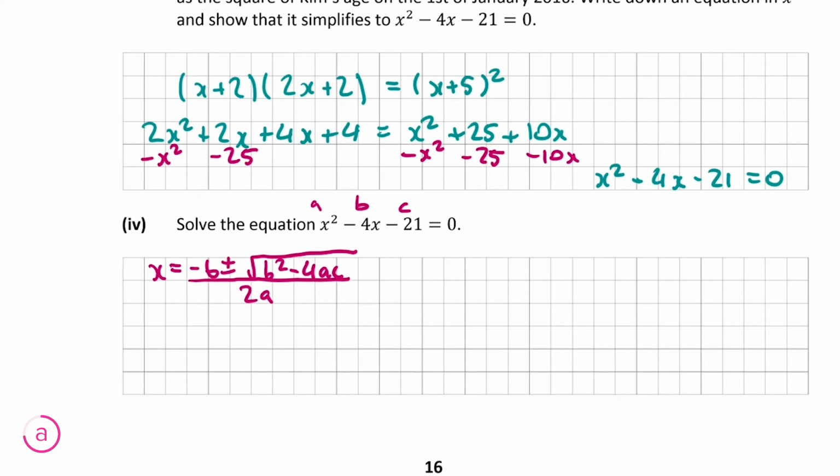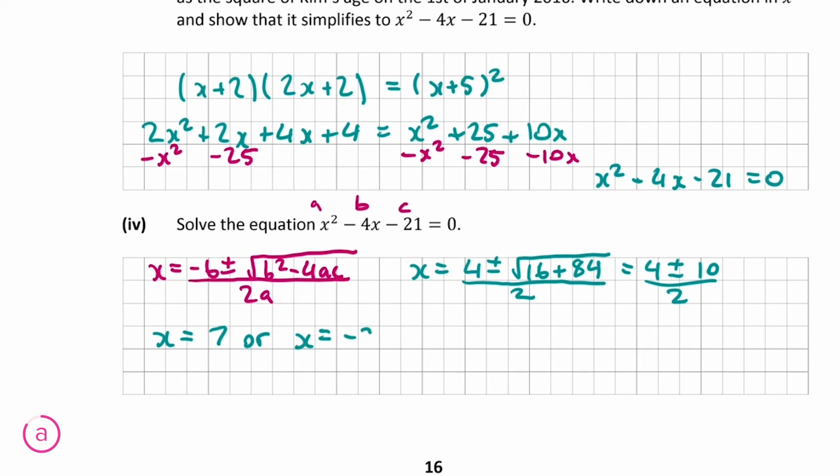So plugging these values for a, b and c into the formula, we get x is equal to 4 plus or minus the square root of 16 plus 84, divided by 2. Now 16 plus 84 is equal to 100, and the square root of 100 is equal to 10. So this gives us x is equal to 4 plus or minus 10, divided by 2. So this gives us two options, x is equal to 7 or x is equal to minus 3. However, only one of these answers can be correct, and since it's impossible to be minus 3 years old, the correct answer is x is equal to 7. So that's the answer for part 4.